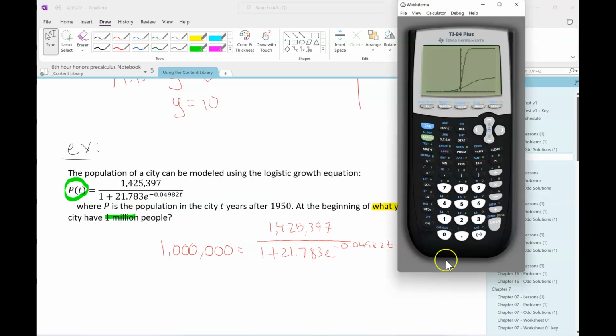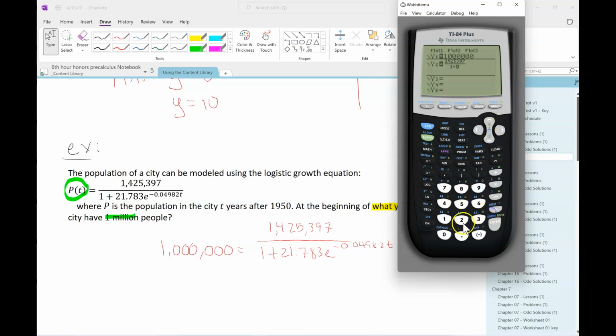Okay. Well, calculator time, that seems to me. So into Y1, I'm going to type the 1 million. Into Y2, I'm going to type the other side of my equation. Well, I'm just typing this stuff in.